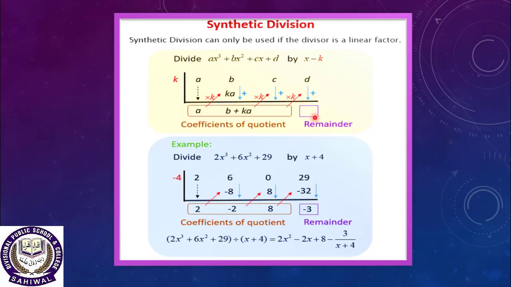The last term gives us the remainder. All the other terms give us the coefficients of the quotient, and this quotient is 1 degree less than the given polynomial. If the polynomial is cubic, then the quotient is quadratic. If the polynomial is quadratic, the quotient is linear.